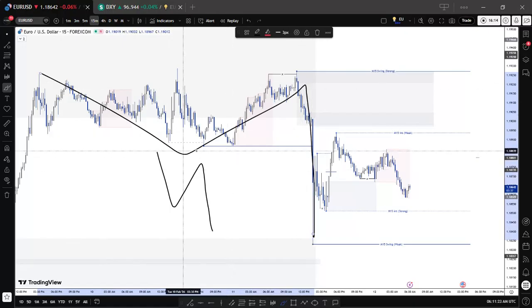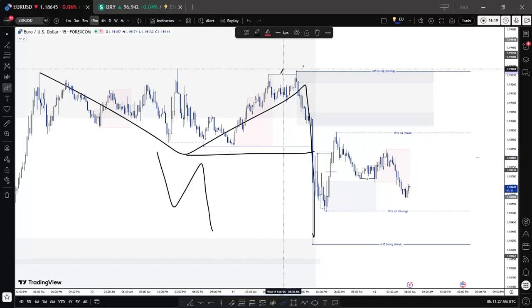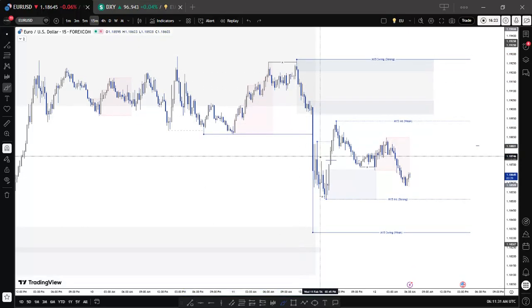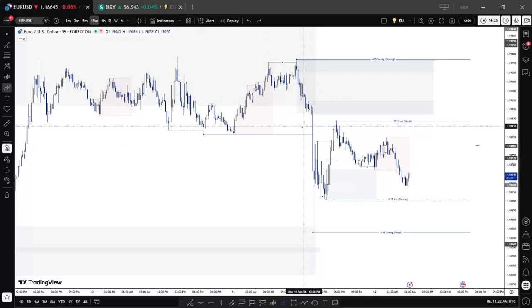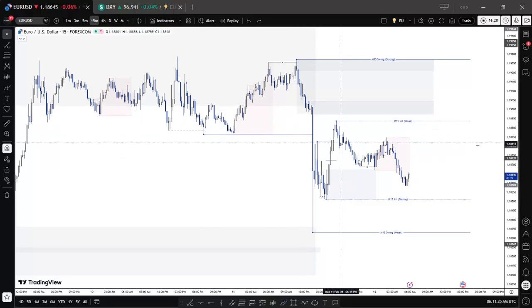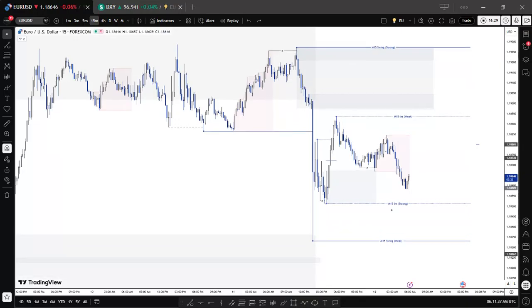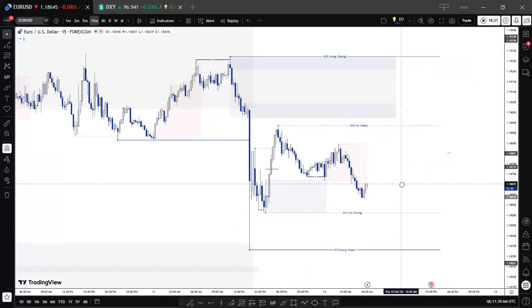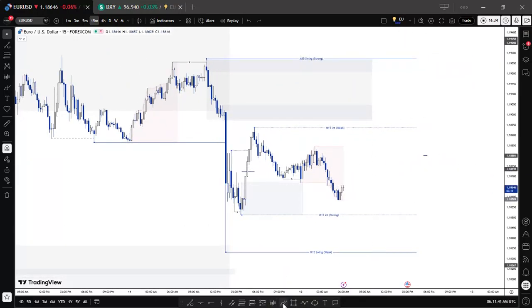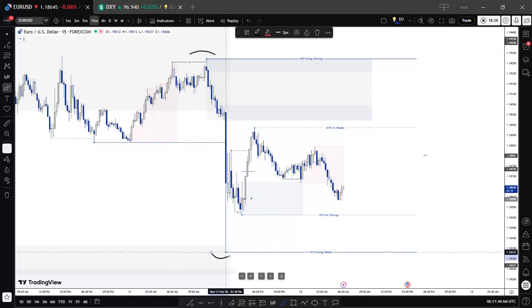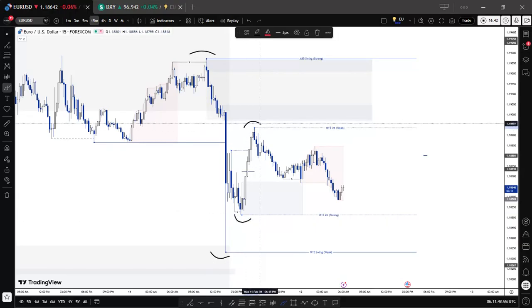So that's why I'm viewing this as my M15 swing structure. But it's still okay if you're viewing this as your internal structure. We are still looking for the same thing. So on the M15, my swing structure is bearish, internal is bullish. This is my strong swing high, this is my weak swing low, this is my strong internal low, and this is my weak internal high.